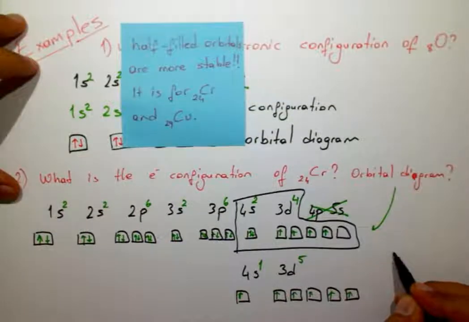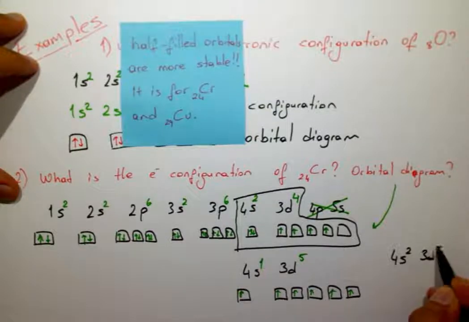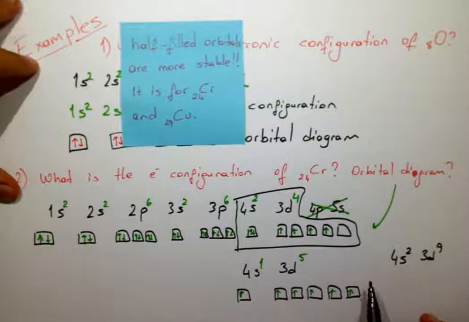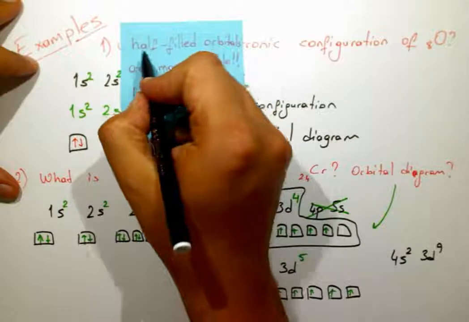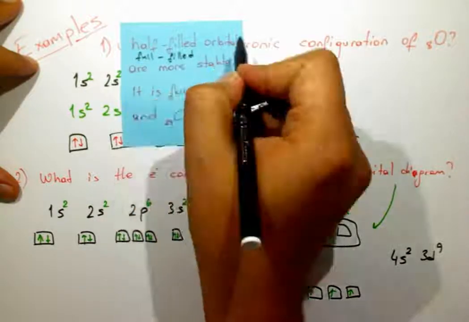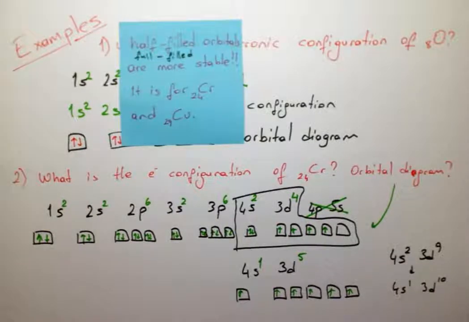It ends with 4s2 3d9, but to be able to fulfill the last orbitals, not only half-filled but also fully filled orbitals are more stable, and it is automatically 4s1 3d10. And in all other elements the rule is applied normally, and these are the exceptions.